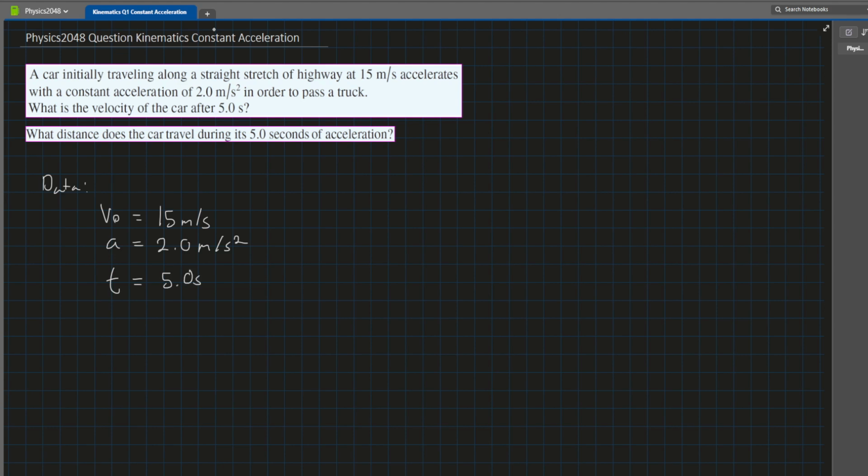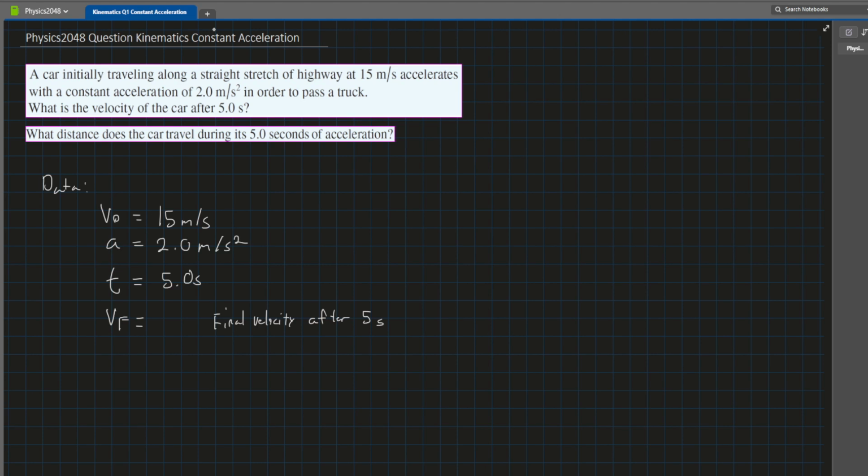It says after 5 seconds, what is the velocity? So it's asking for the final velocity after 5 seconds. Okay, so that's our first question.